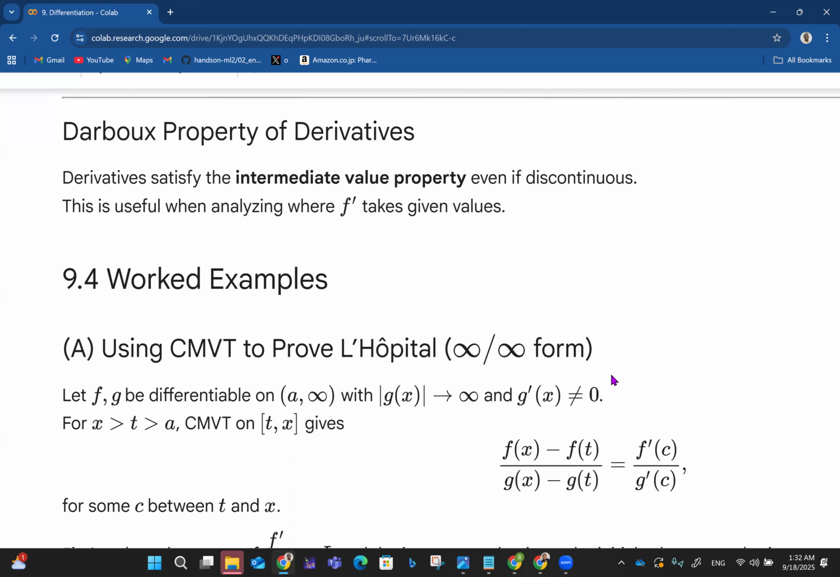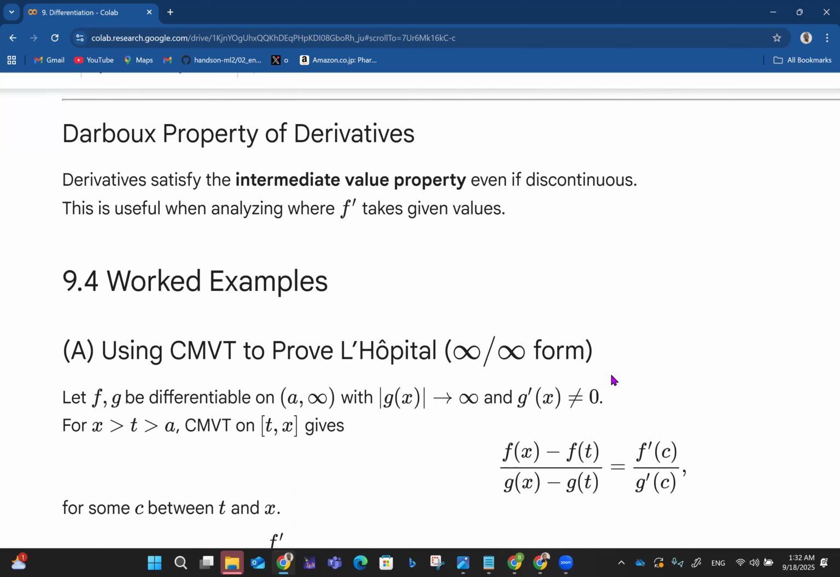And then we have the Darboux property of derivatives. So derivatives satisfy the intermediate value property, even if discontinuous. This is useful when analyzing where f' takes given values, right? So that talks about the Darboux property of derivatives.